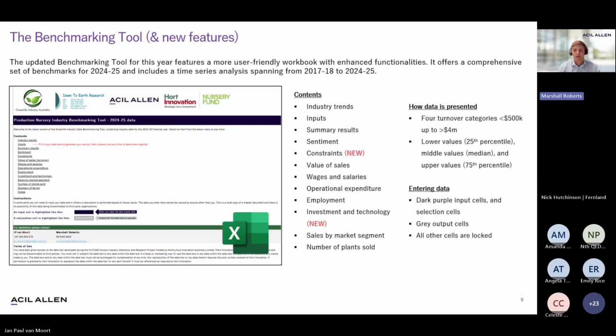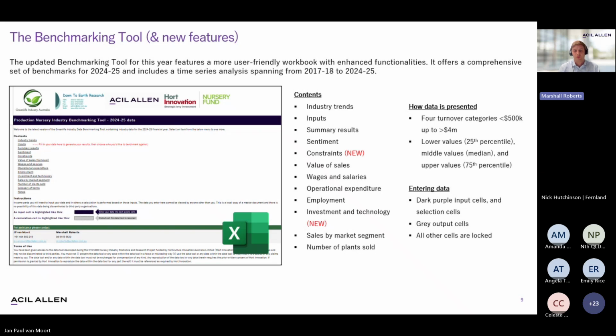Some new data in this year's benchmarking tool, within constraints, we can see the different types of technology used by businesses in the industry to really address some of those cost pressures, and there's various information within that tool to reflect the latest survey. There's also some various updates to the other topics.